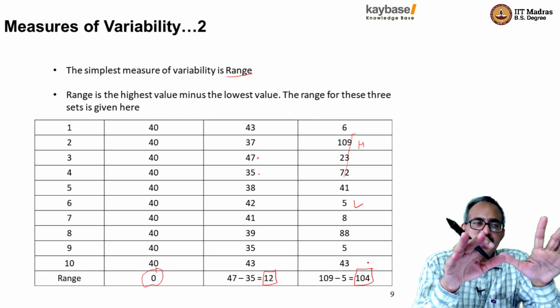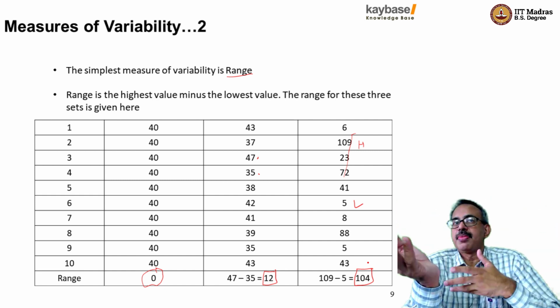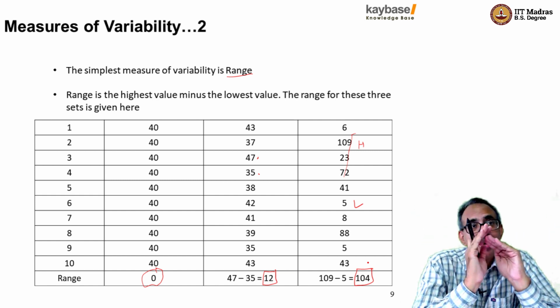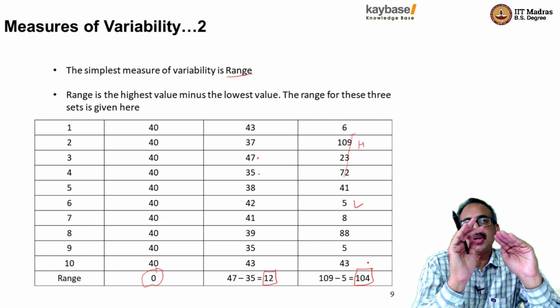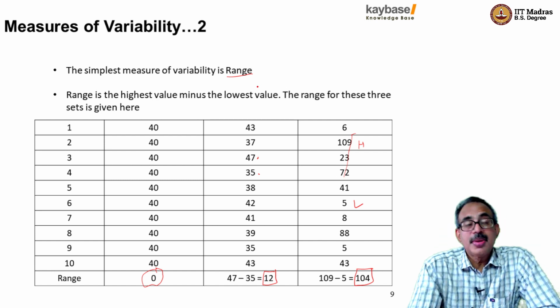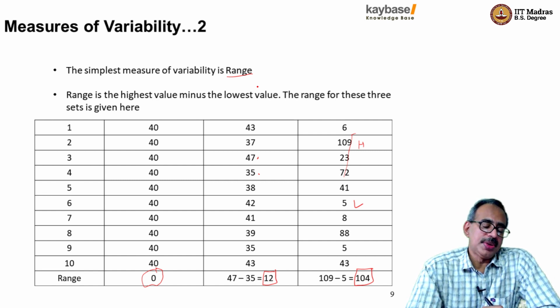In some situations, the batsman who scores 95 highest is better. In some situations, the batsman who scores 350 is better. That's not the point of this discussion. The point is we have managed to quantify which data set has what variability. So range is a very simple measure, but it's also a very crude measure. We need a more sophisticated measure, which brings us to what we call standard deviation.